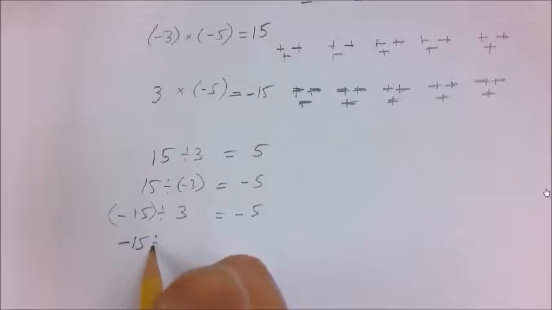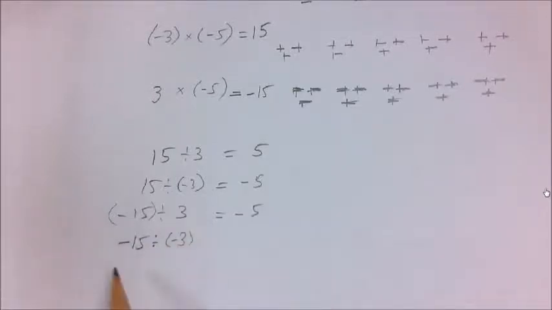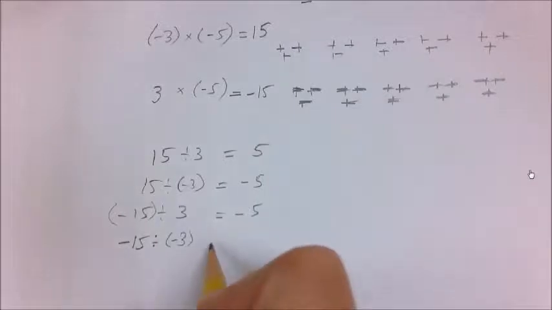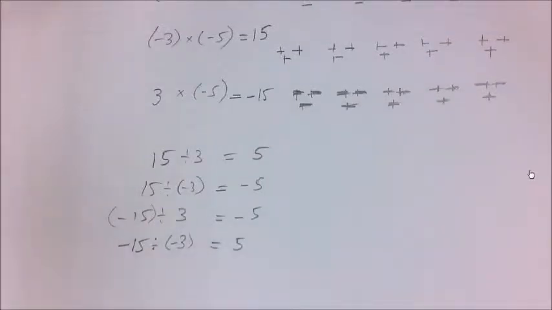Okay, and then finally negative 15 divided by negative 3. Notice, no bracket here because it's not confusing. Bracket here because the two symbols make it confusing. All right, negative 15 divided by negative 3 will become a positive 5.